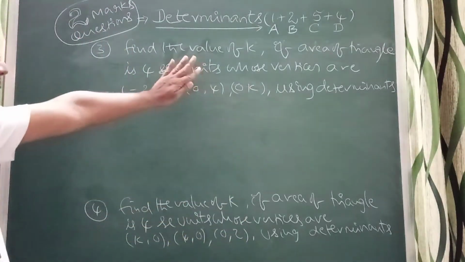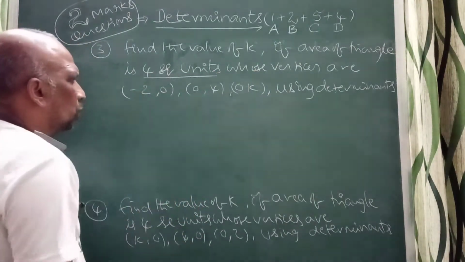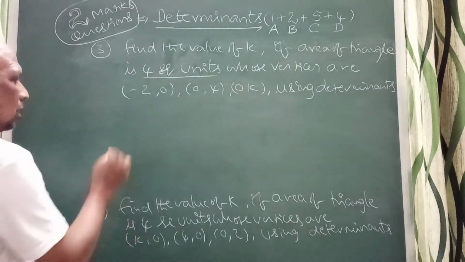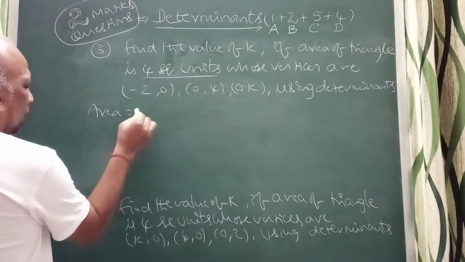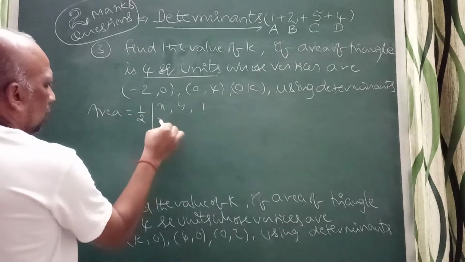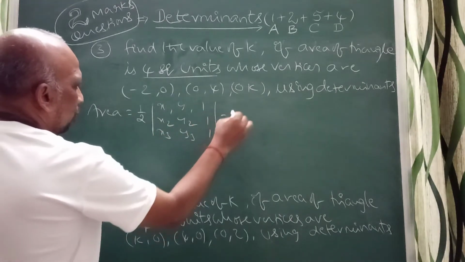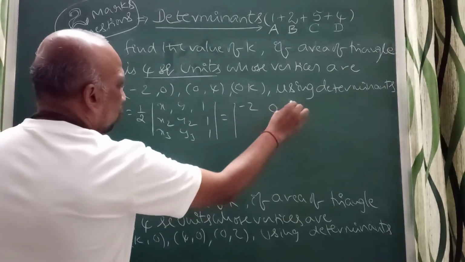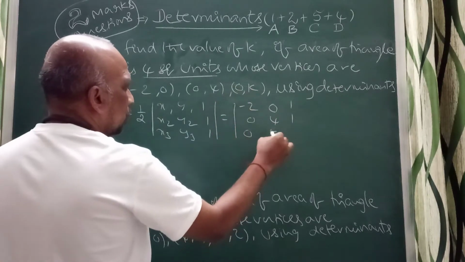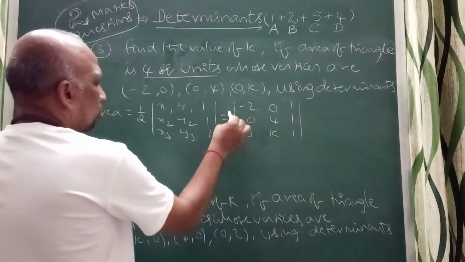Now this problem. The given area is 4 square units, whose vertices are (-2, 0), (4, 0) and (0, k). Using determinants, you should find the value of k. We have the formula again. Area equal to 1 by 2 determinant of x1, y1, 1; x2, y2, 1; x3, y3, 1. I can write minus 2, 0, 1; 4, 0, 1; 0, k, 1, because the points are (0, k).